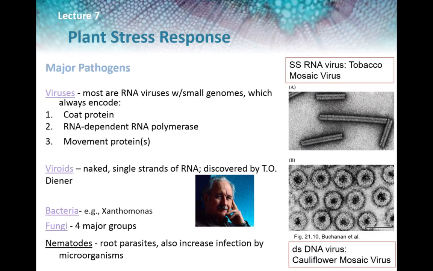A few of the major pathogens are discussed in this slide. A plant can be attacked by not only insects but also many different pathogens such as viruses, viroids, bacteria, fungi, and nematodes. It is important to know the differences between these pathogens in order to correctly identify the cause of the problem. Always know your crop and how it can be infected in different ways.